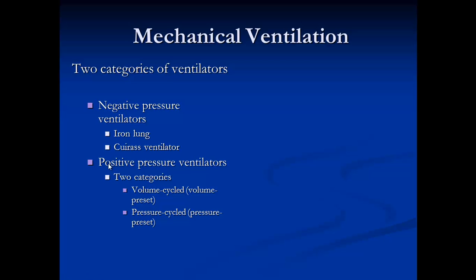There are two categories of ventilators: negative pressure ventilators that are not in use anymore, such as the iron lung and the Curis ventilator, and the positive pressure ventilators, which are now used in practice. There are two categories, basically volume cycle or volume preset, and pressure cycle or pressure preset. The volume cycle breath, often called volume breath, ensures the delivery of a preset tidal volume. And remember, I'm emphasizing the preset tidal volume.